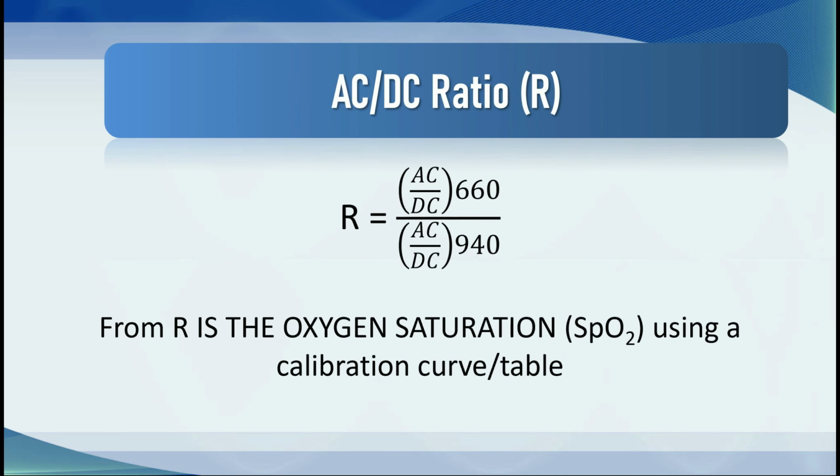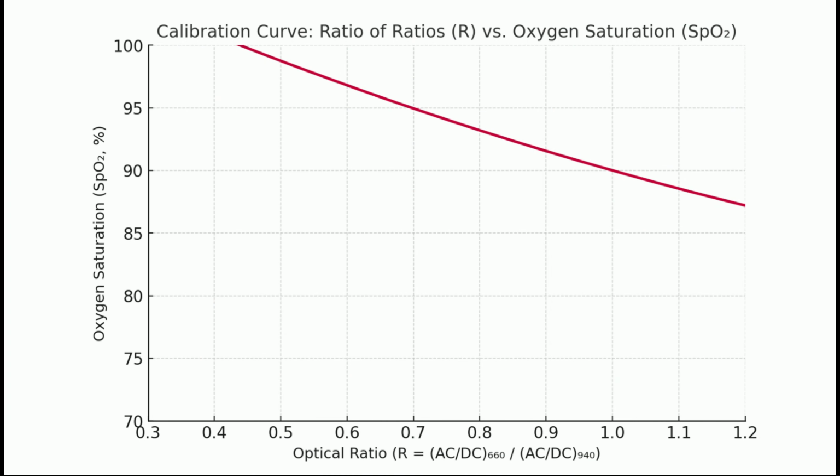In the first tutorial, I discussed the AC to DC ratio. This is based on the ratio of AC to DC absorption at 660 divided by the AC to DC absorption at 940. From R, the oxygen saturation, the SpO2, is derived using a calibration curve or table. The resulting curve slopes downwards. Higher R values correspond to lower oxygen saturation levels. That is because there is higher than usual light absorption at 660 versus 940.